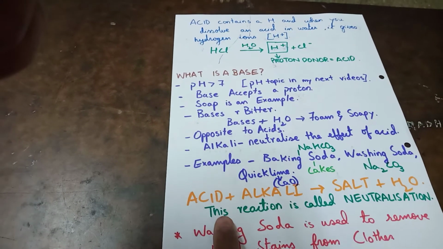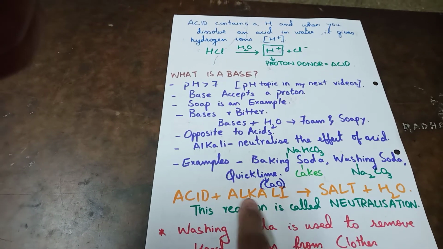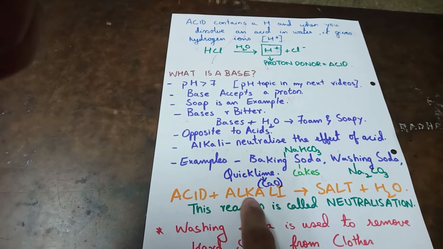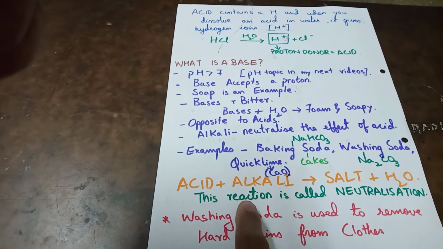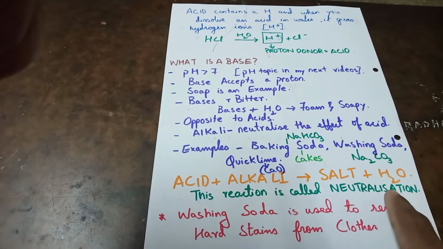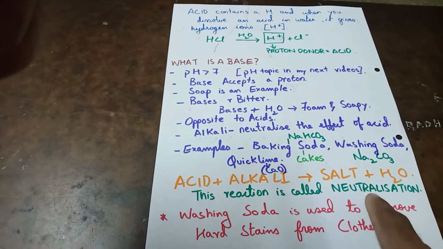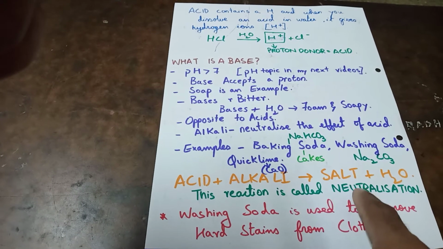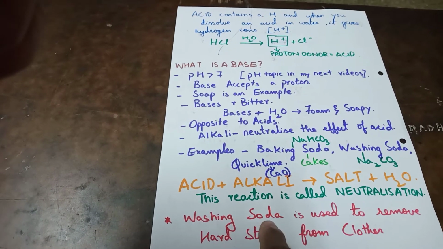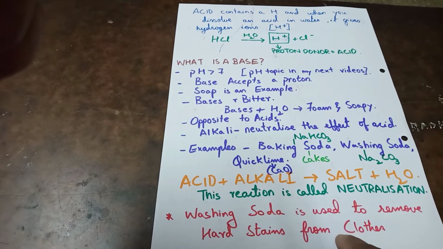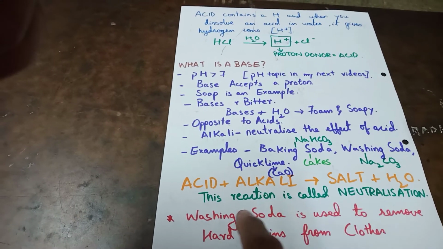And this is the most important part. This is a neutralization reaction. Acid on reaction with alkali gives salt and H2O, water. So this reaction is called neutralization. About neutralization I will be teaching you all in the next video. And one more point, washing soda is used to remove hard stains from clothes or laundry.